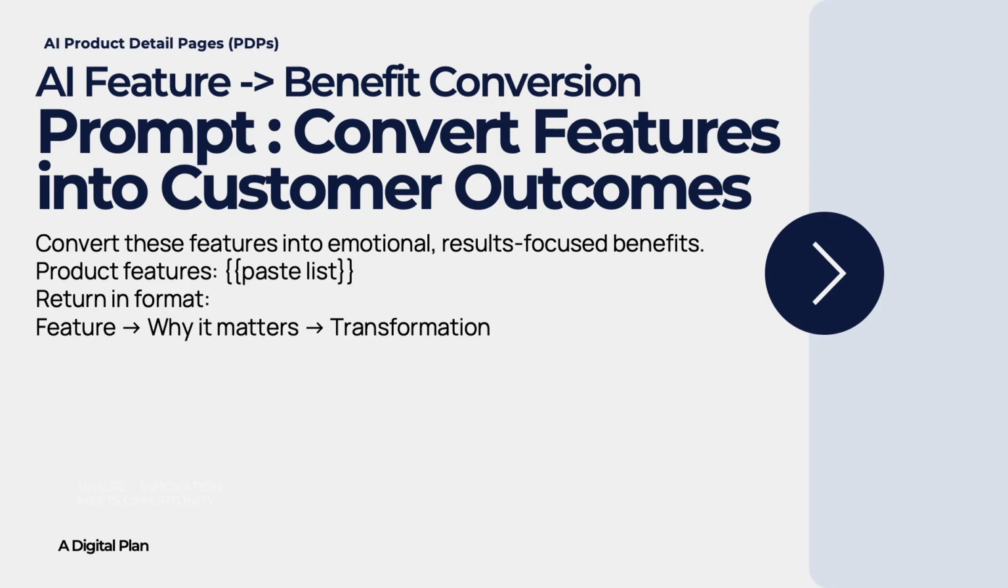Right, benefit conversion prompt. Convert features into customer outcomes. Convert these features into emotional, result-focused benefits. Product features: paste list. Return: Feature. Why it matters. Transformation.